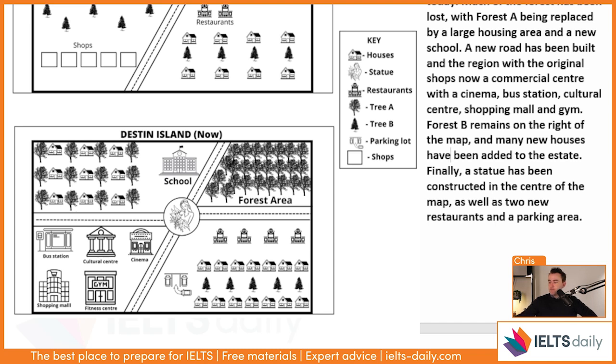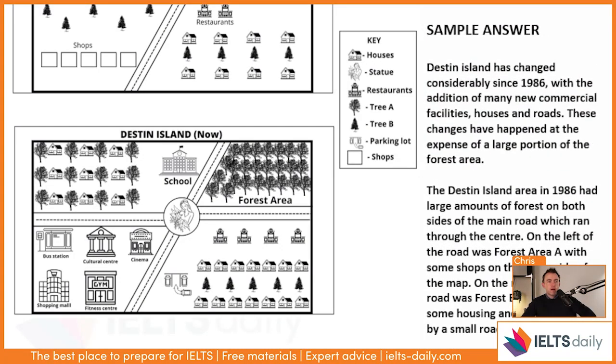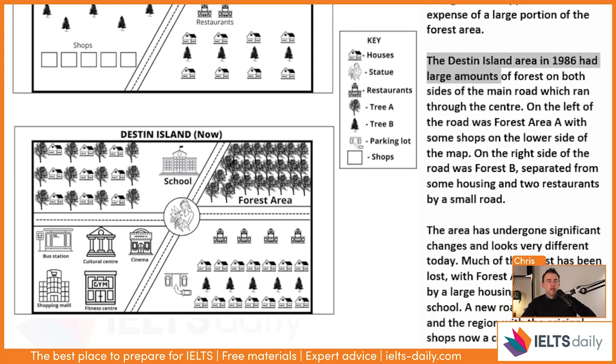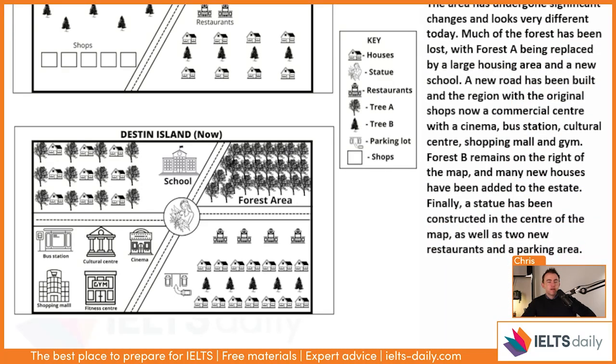That's my time. And many new houses have been added to the estate. Finally, a statue has been constructed in the centre of the map, as well as two new restaurants and a parking area. Wow. Three paragraphs, introduction and overview. What are the main things that have happened? 1986 paragraph and a today paragraph.